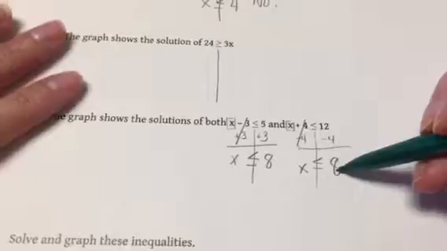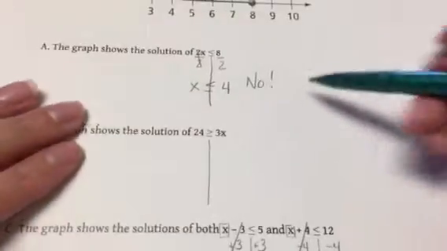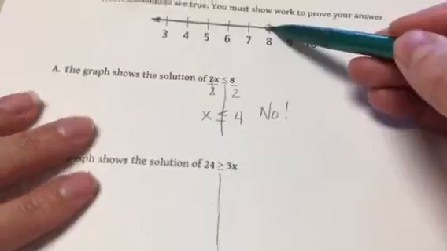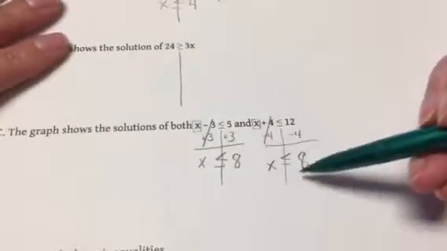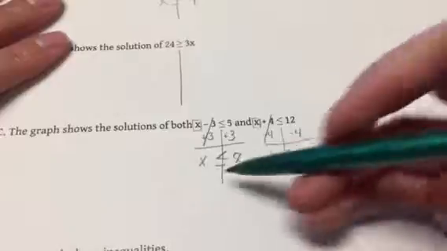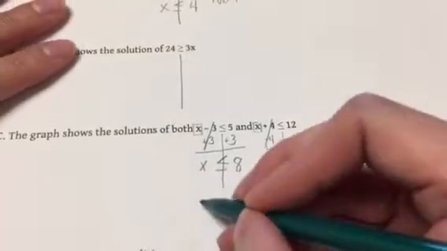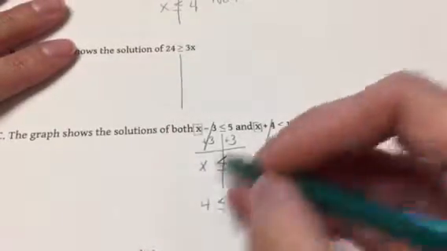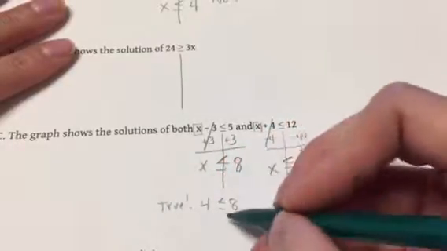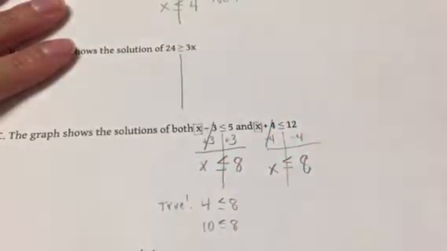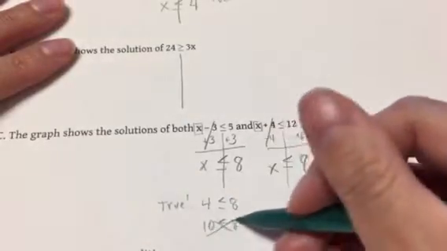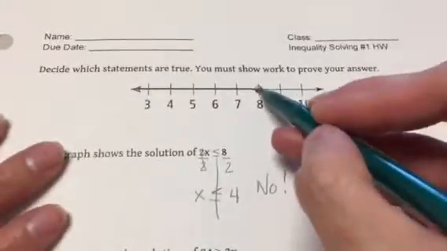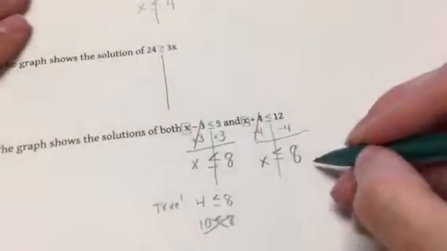So I'm going to check if the graph matches. So if I go up above, my circle's at 8. It's a filled in circle, which it should be because there's the equal to sign. And if I put 2 numbers in, if I put 4 is less than or equal to 8, that one's true. But if I put 10 is less than or equal to 8, that's not true. So my solution should be going towards the 4, and they are. So this matches. So I would say yes. The graph shows the solutions to both of those.